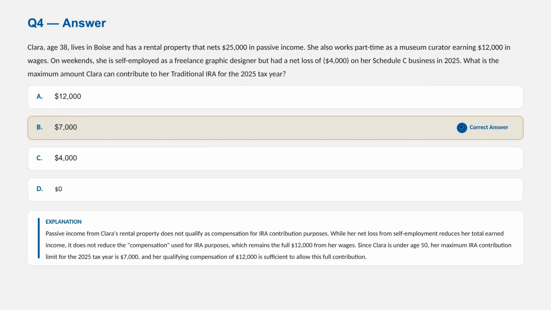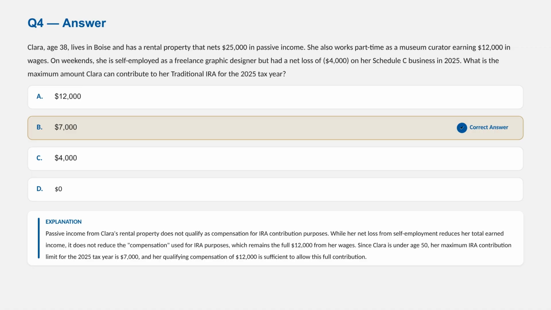The correct answer is B. $7,000. Passive income from Clara's rental property does not qualify as compensation for IRA contribution purposes. While her net loss from self employment reduces her total earned income, it does not reduce the compensation used for IRA purposes, which remains the full $12,000 from her wages.